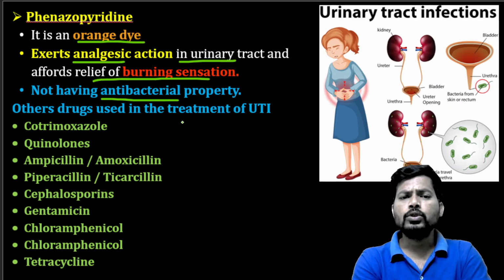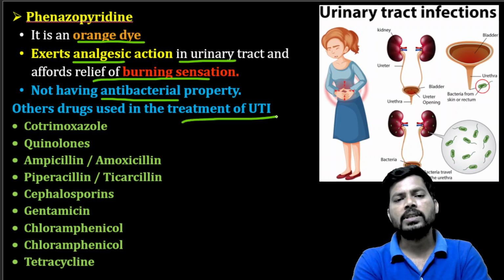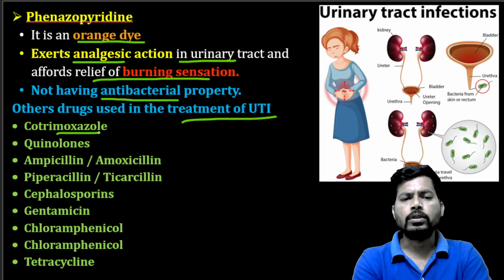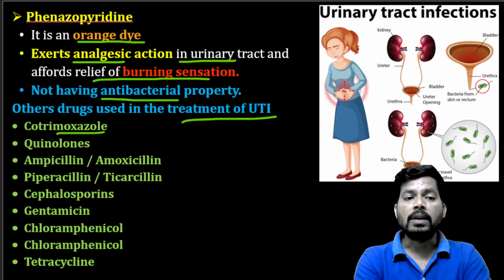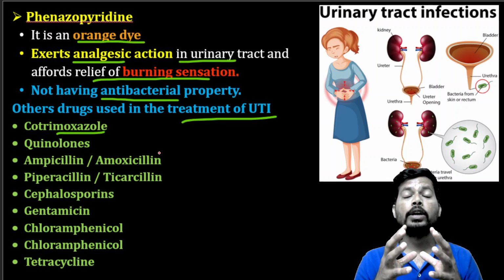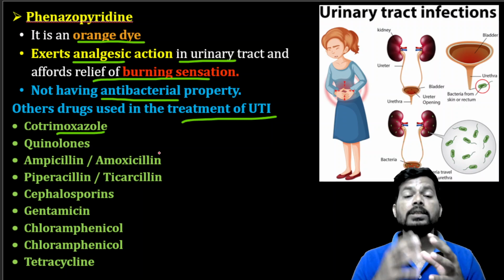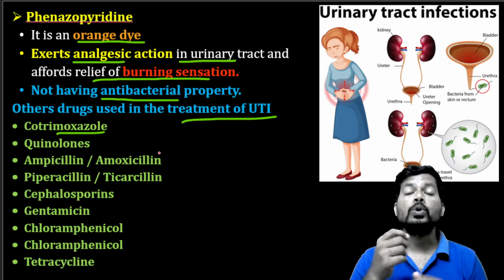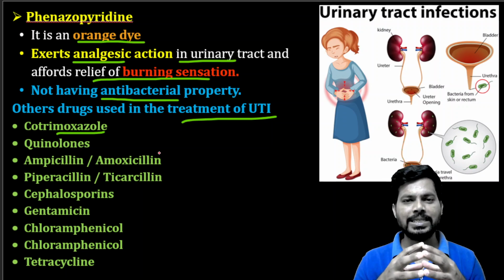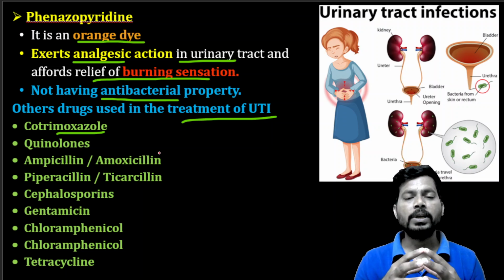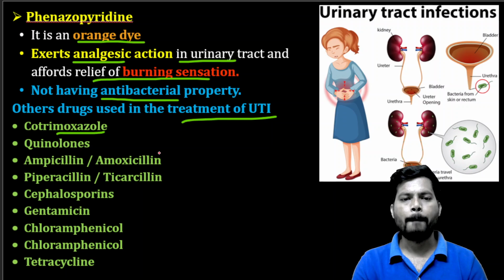And other drugs used in the treatment of urinary tract infections, like cotrimoxazole. Cotrimoxazole is a combination of sulfamethoxazole plus trimethoprim. It is a synergistic combination. Working together, these two drugs, sulfamethoxazole as well as trimethoprim, show bactericidal, synergistic action, mainly for treatment of urinary tract infections.